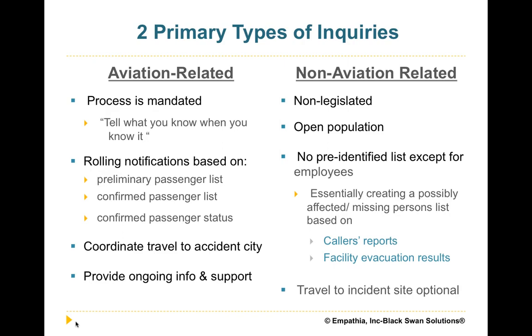There are two primary types of inquiries that we talk about in the call center. As I said, the next module is going to pretty much focus on aviation. As I mentioned, there is legislation that mandates how families are treated, what kind of resources need to be in place, etc. And if you take the mantra from the intent of the legislation, it was very much about providing information transparently, accurately, and expediently. So "tell what you know when you know it" is kind of a catchphrase.